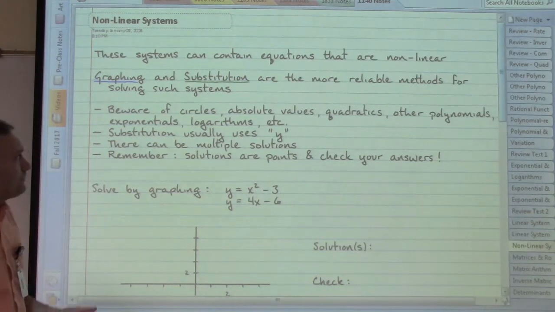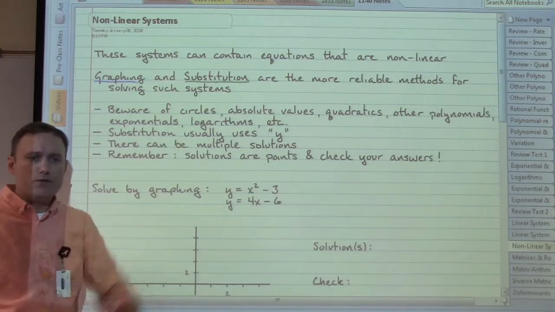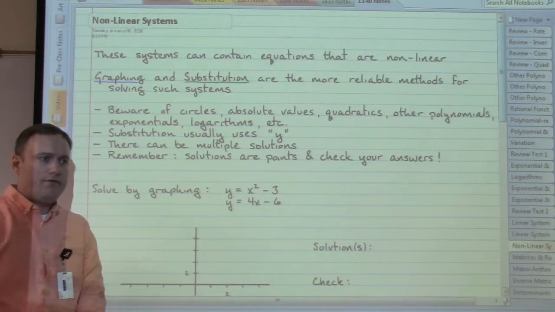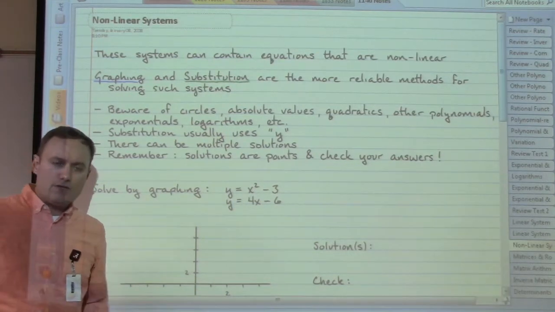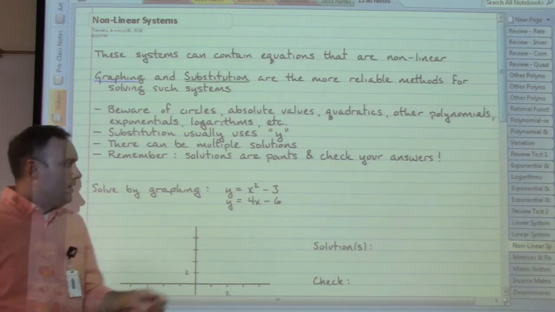Basically, though, what we're going to really be leaning more towards is using graphing and substitution. In some cases, elimination is still useful. However, it is a little bit less useful than what we might find with graphing and substitution.